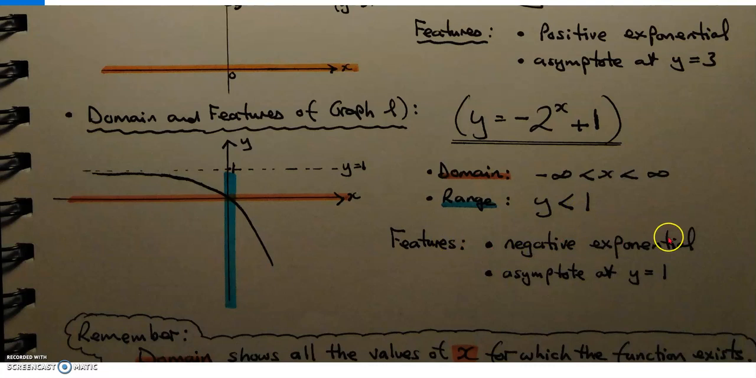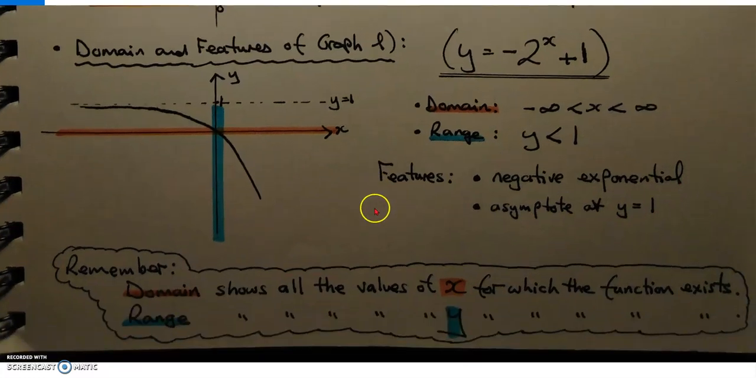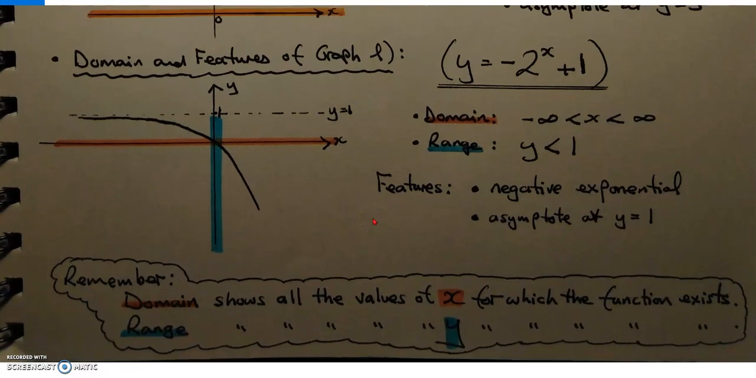Okay, features: negative exponential, asymptote at y equals 1. And what I've done at the very bottom here is I've tried to just explain in very simple words what the domain and range are. Well, the domain shows all the values of x for which the function exists. The range shows all the values of y for which the function exists. So don't forget to make sure you understand the difference between a domain and a range.